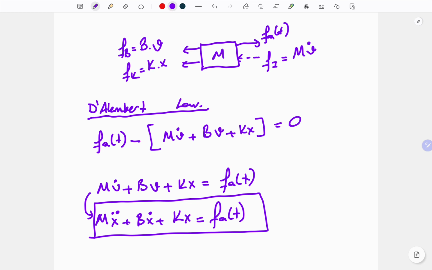So we will continue with the block diagram and the simulation of the same system to make a connection between the modeling and the analysis.